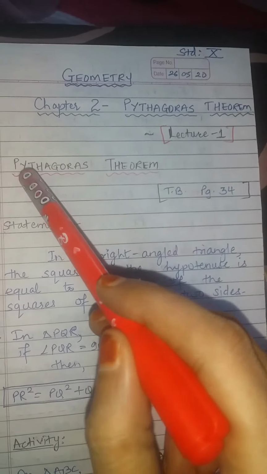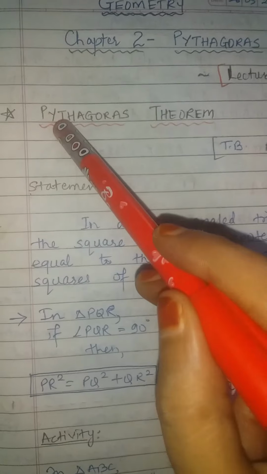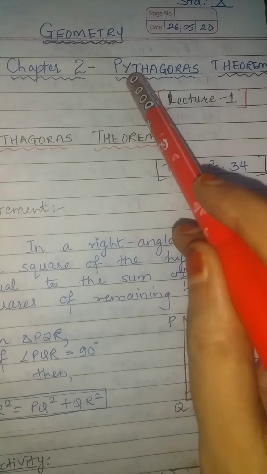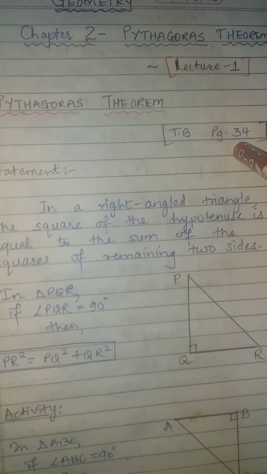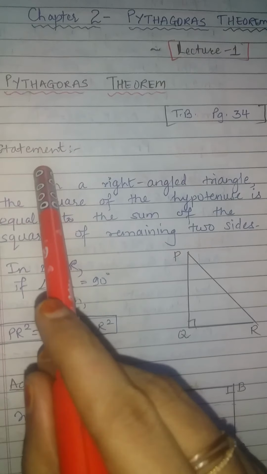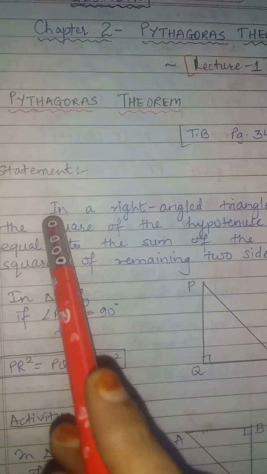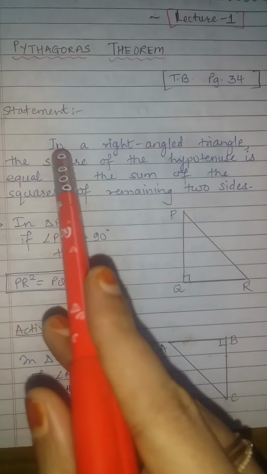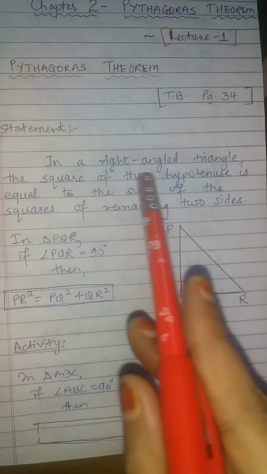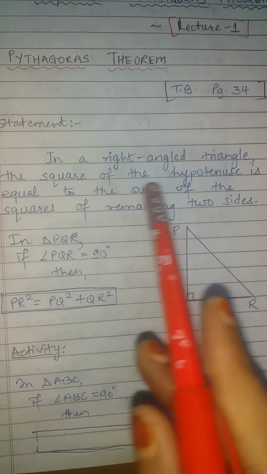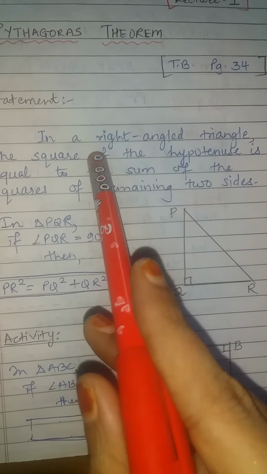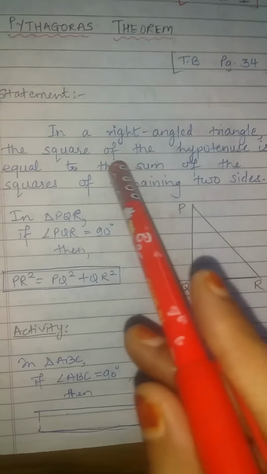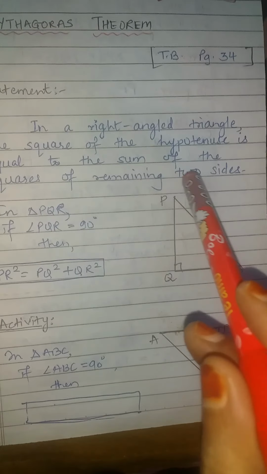To begin with, you are already familiar with the most important theorem of the chapter, as the name itself signifies, that is Pythagoras theorem, with reference to textbook page number 34. You already know the statement of the theorem. The theorem says that in a right angled triangle, the square of the hypotenuse is equal to the sum of the squares of the remaining two sides. Repeating, in a right angled triangle, the square of the hypotenuse is equal to the sum of the squares of the remaining two sides. So let us study this Pythagoras theorem via diagram.